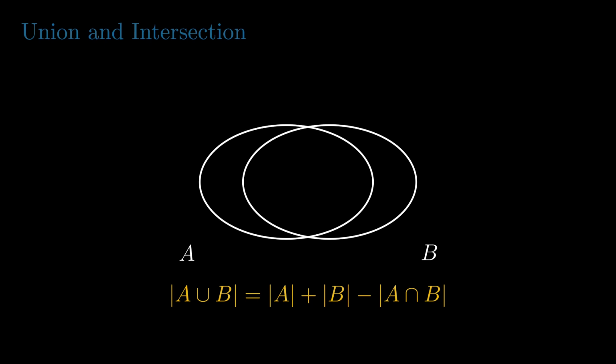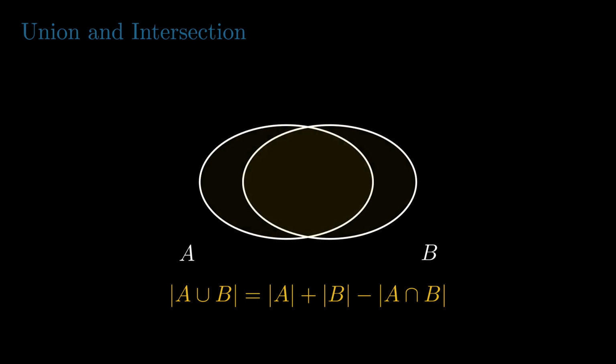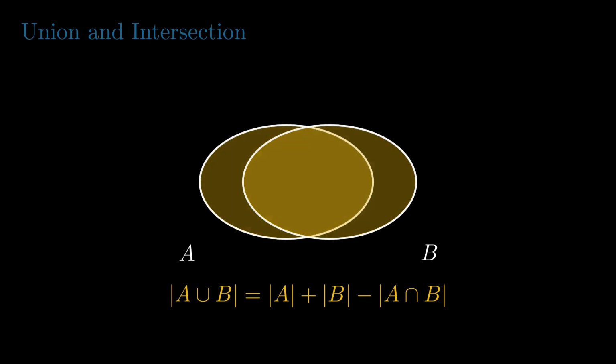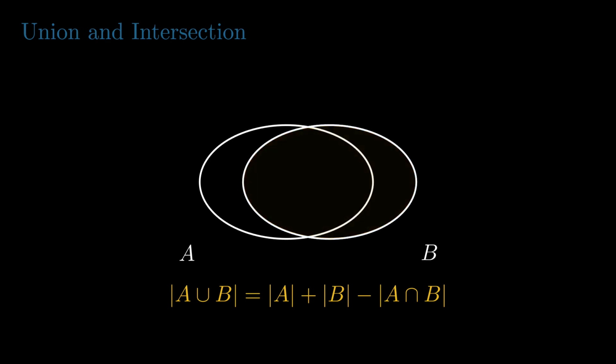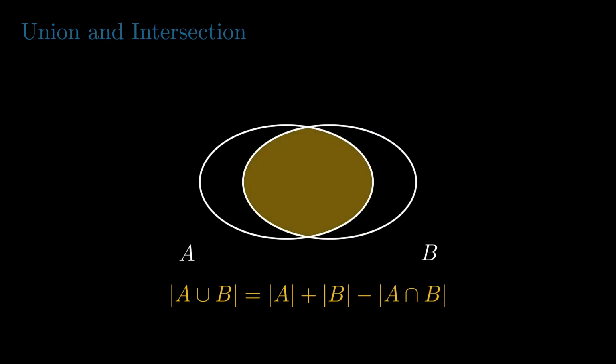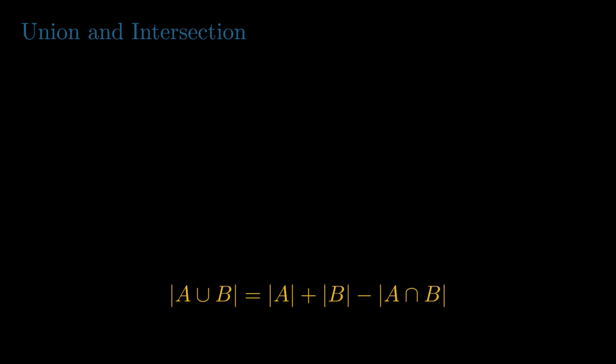This chunk of math tells us that the union is formed by all the elements in A, all the elements in B, but then we have to delete the part in common in order to not count the intersection twice. These are just simple examples, but everything can be generalized with any number of sets.